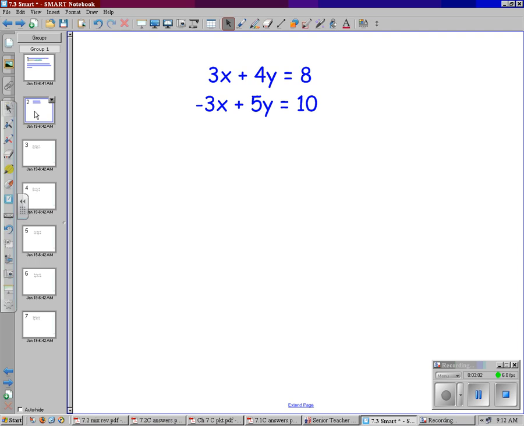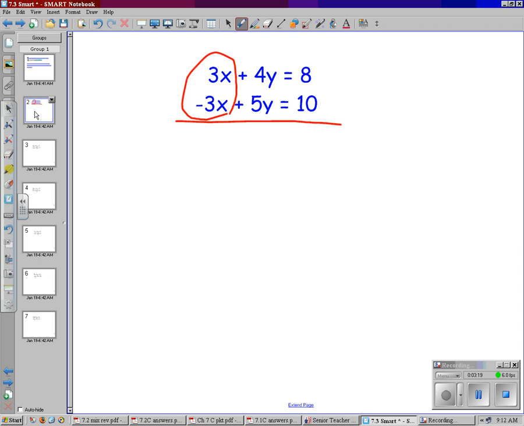We're going to add the two equations together. When I add those two equations together, I got 3x and negative 3x right here that I'm going to add. What happens with 3x and negative 3x, ladies and gentlemen? They cancel. We get 0. So those are totally gone.